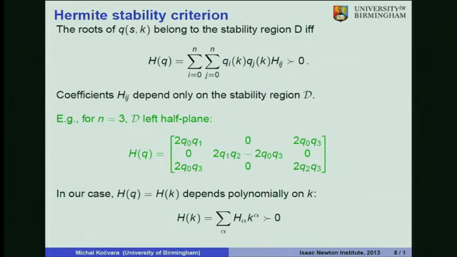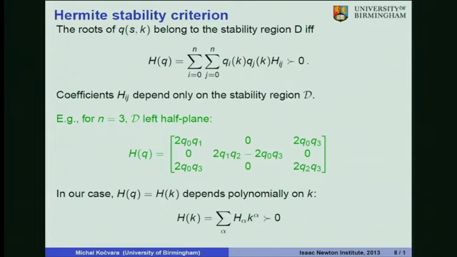And the type of these matrices depends on the dimension and on our stability region. So for the particular case of the left half plane, let's say if the dimension of that problem is 3, then H(q) would look like that. And you see, the Hermite stability criterion says that if this matrix is positive semidefinite or positive definite, the original problem is stable.